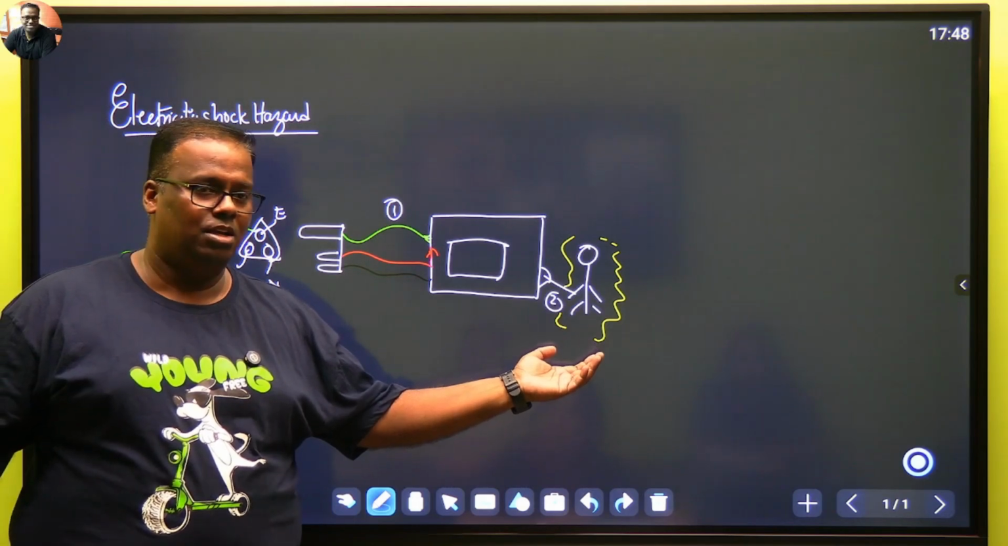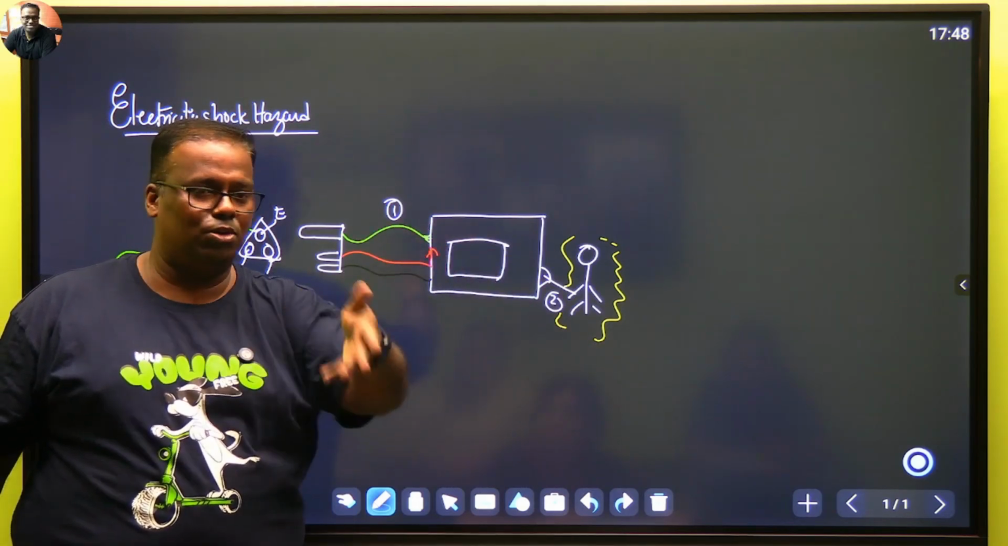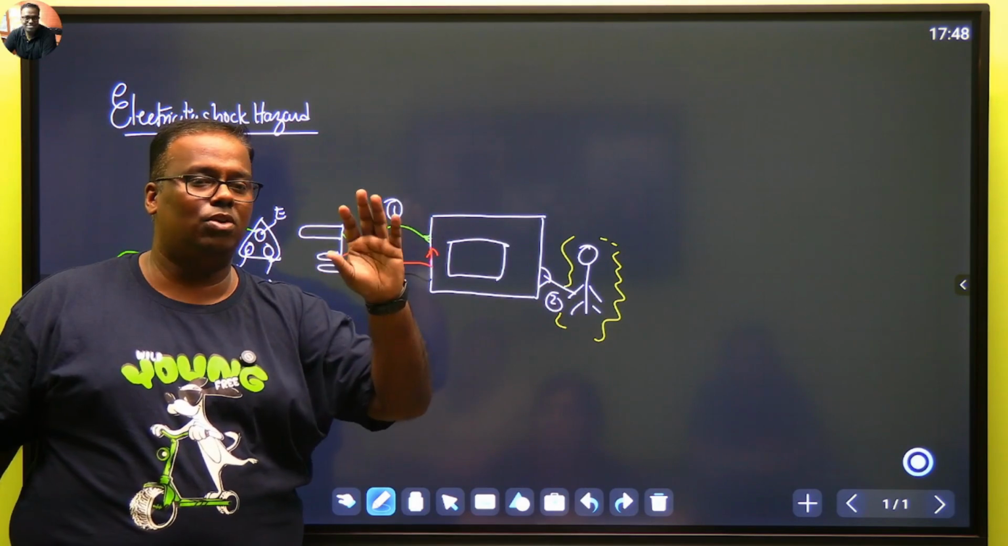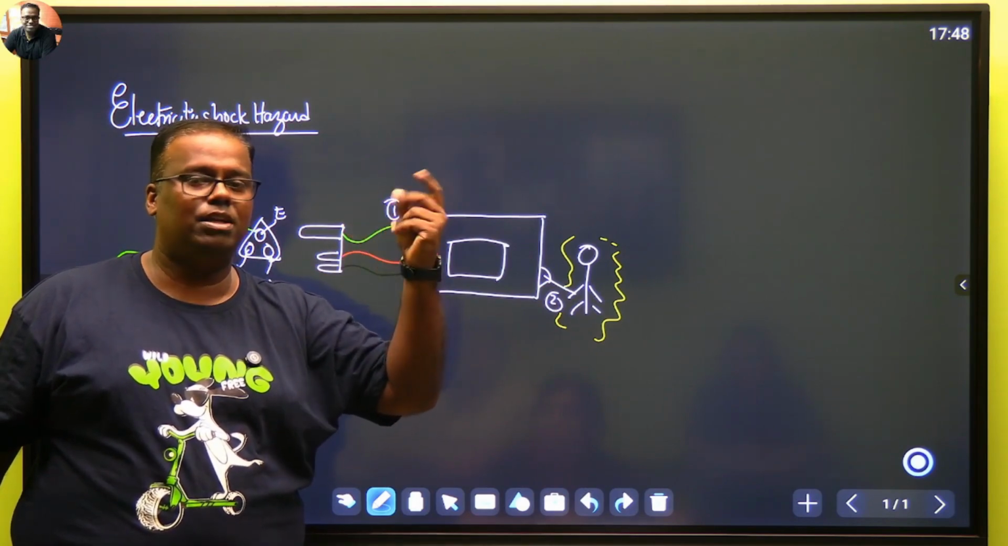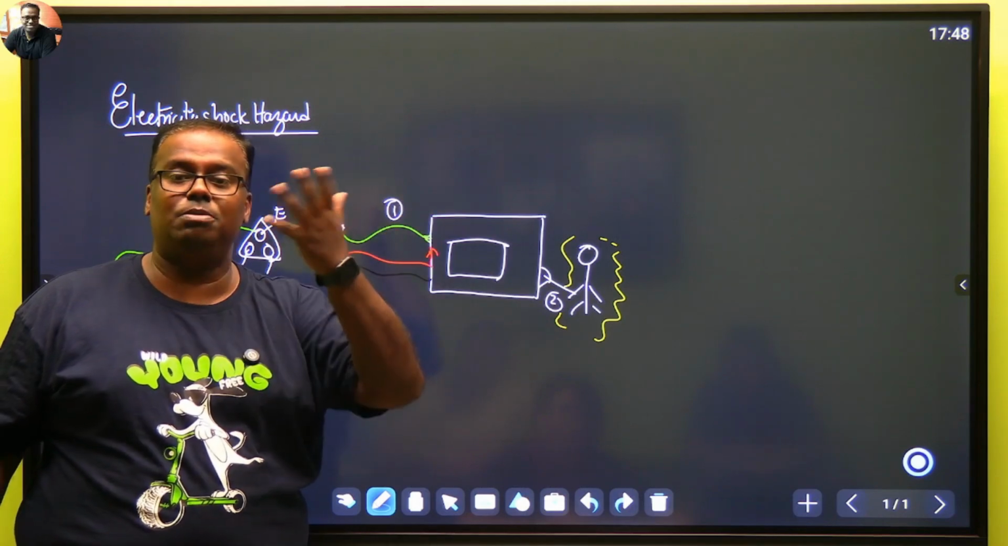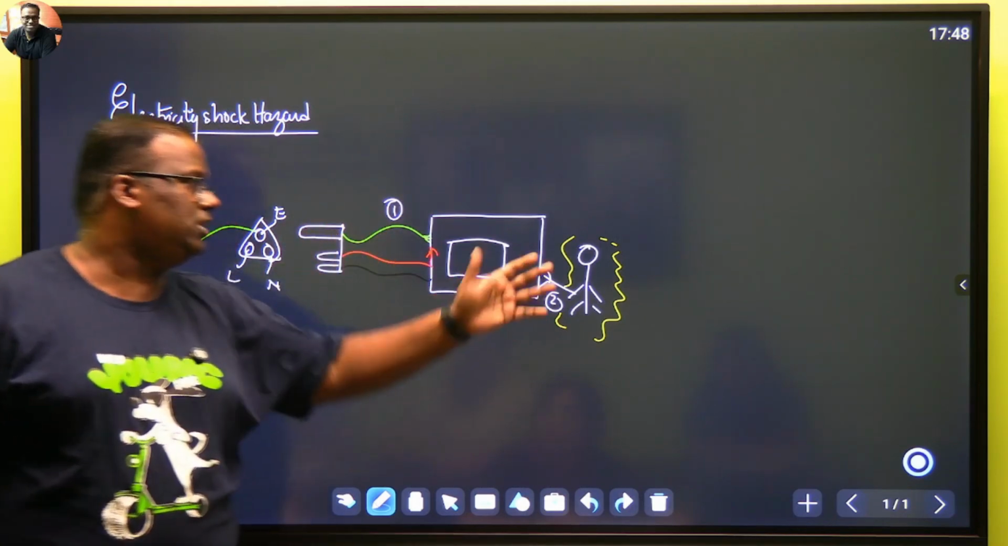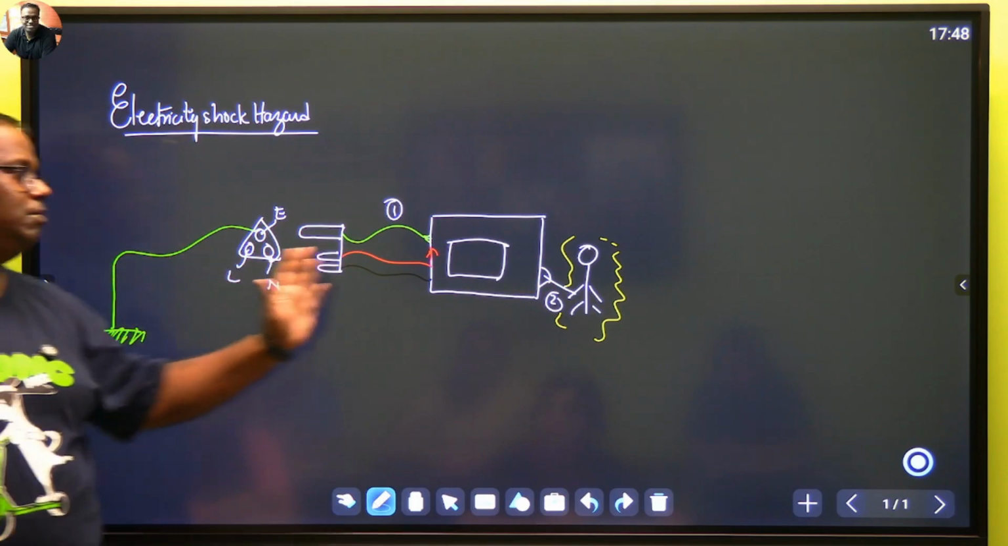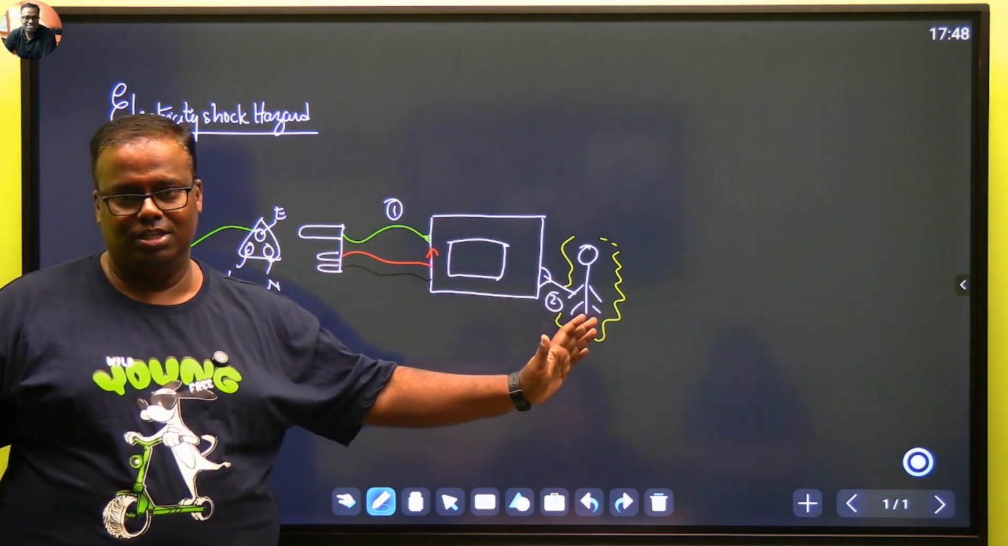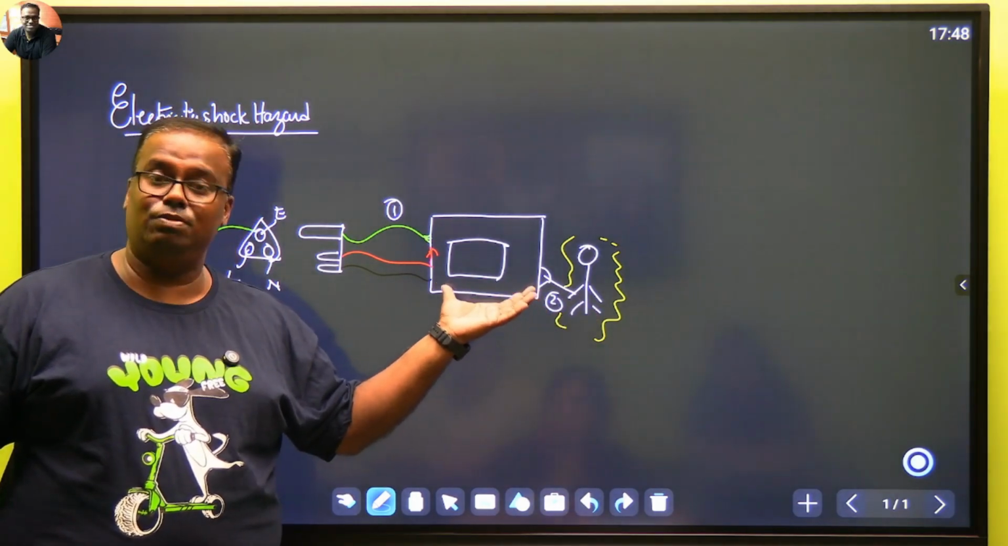ऐसा नहीं है. Because the resistance of my body may not be same as her body. She might be right now a little bit saline on her hand. I might have touched water. I might be a child. You might be an adult. Everything is different. But this was the only way that protection was given in those days, if you are using any sort of a device which is metallic.